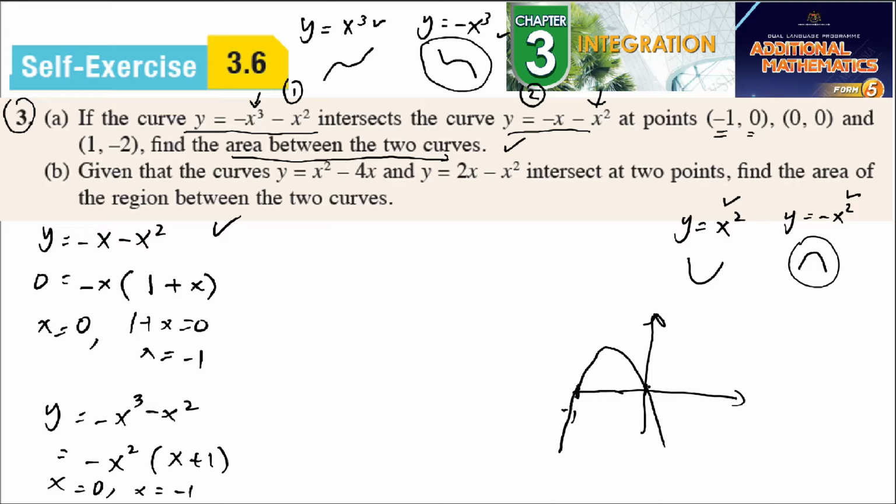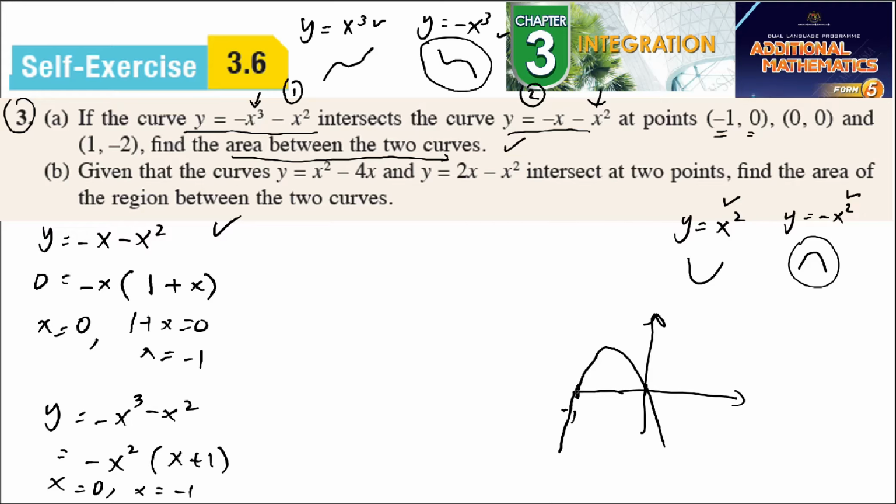Alright, and then we have y is equal to -x cubed minus x square, so we can take out -x square. Here we have x and plus 1, same as before. So x is equal to 0, x is equal to -1. So this is also the point of intersection for the graph.